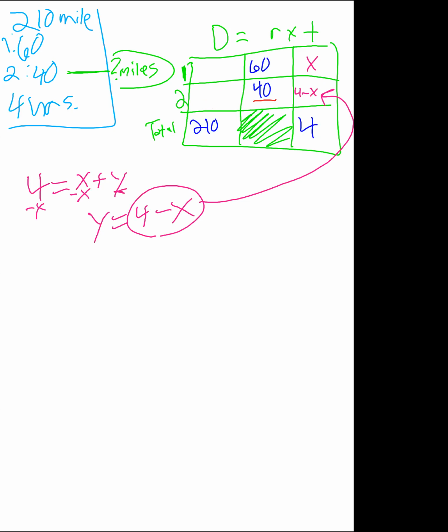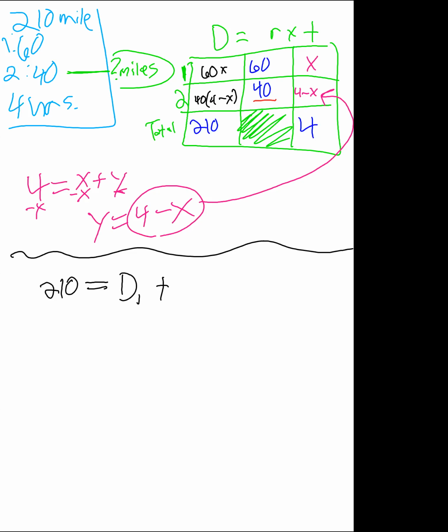Now we have what we need to solve for our distances. So now we can get 60x and 40 times 4 minus x. So that was part two. Now part three is to go through and solve for x. The way we do that is we have our total distance, which is made up of the distance from part one and the distance from part two, which is 210 equals 60x plus 40 times 4 minus x.